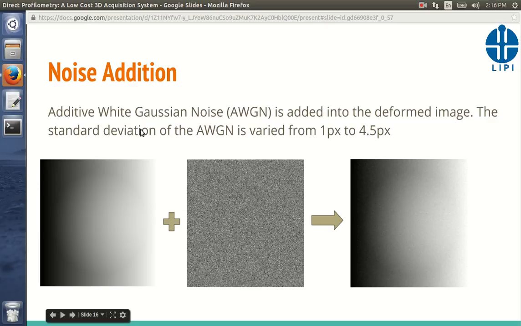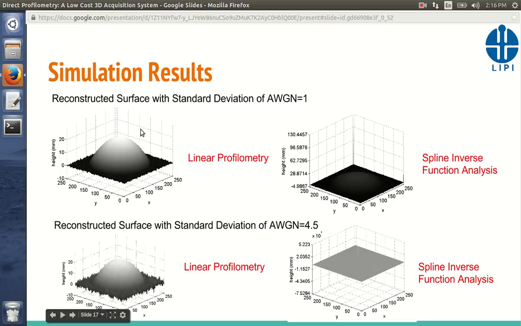Okay, so this will be the result. With the linear profilometry, we can still see the parabola, while if we use spline inverse function analysis, the error is too big, so we cannot see the parabola here. And this is for an object with white Gaussian noise of 1 pixel. At 4.5 pixels, we can see almost no parabola because the error is simply too big, while in the linear profilometry, we can still see the parabola.